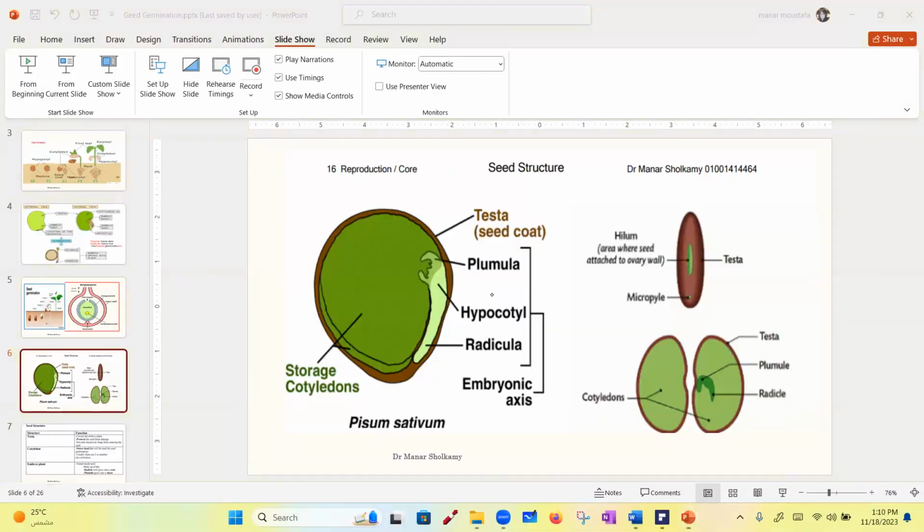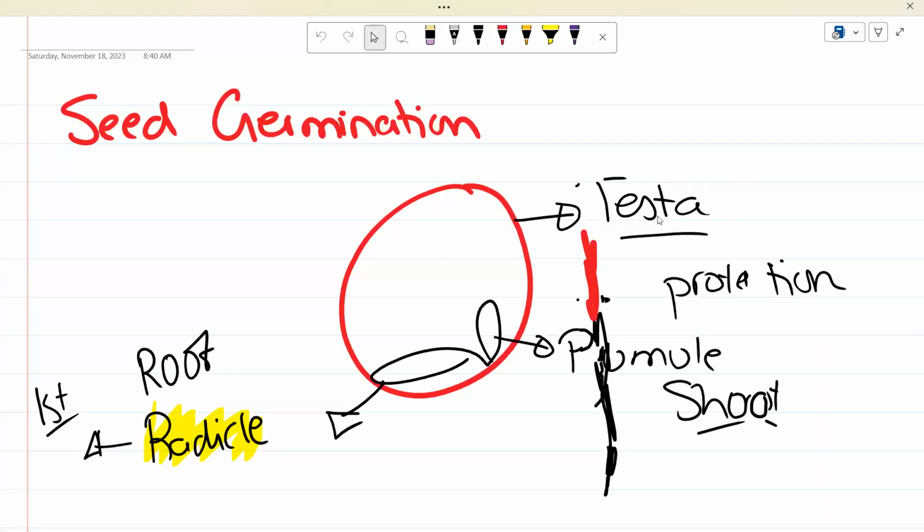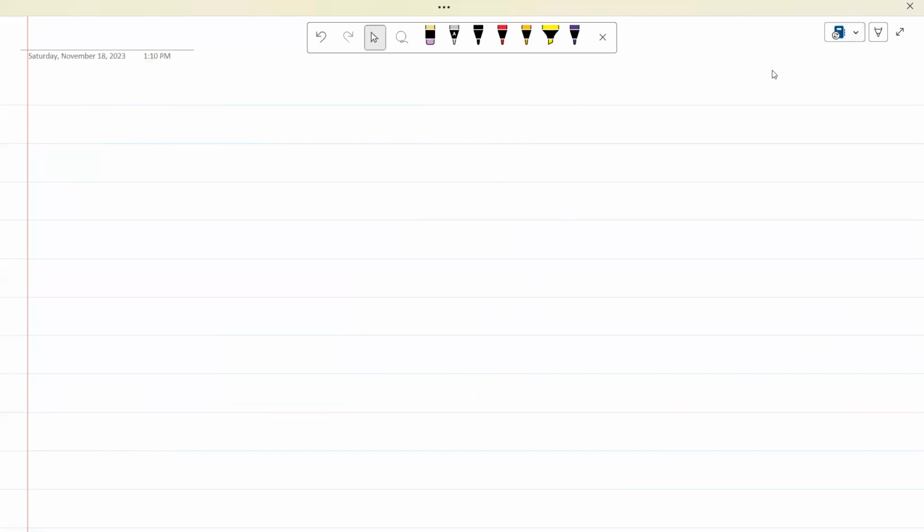Let me open the screen. Okay, give me a second. Now, photosynthesis and respiration. Don't worry, we will study photosynthesis in detail, but we need to revise it now.